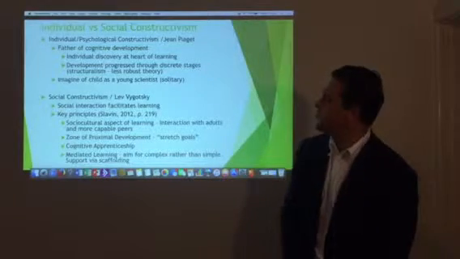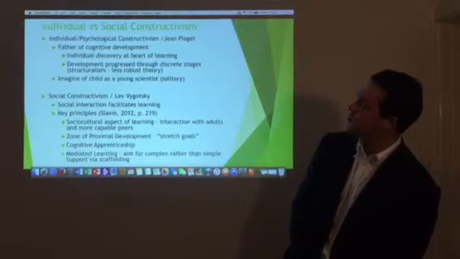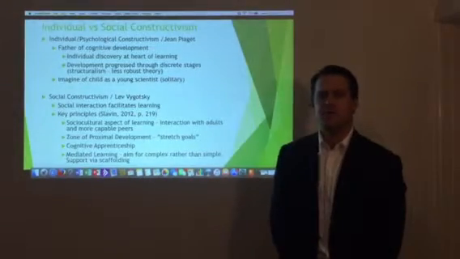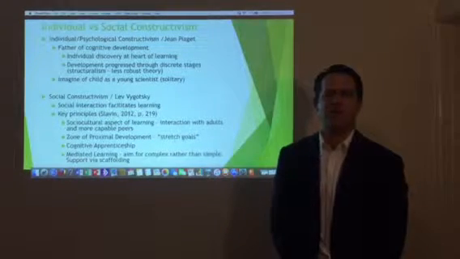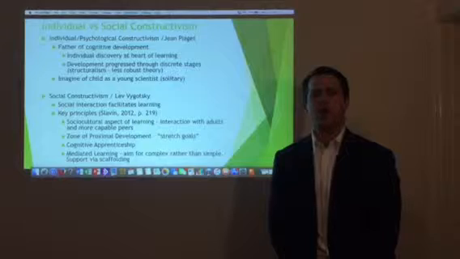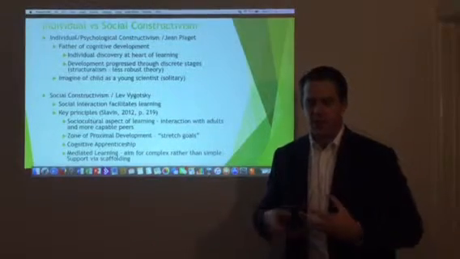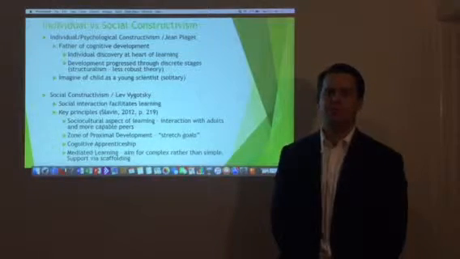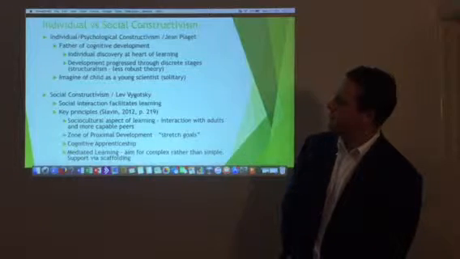Individual versus social constructivism. Let's first talk about individual psychological constructivism. Jean Piaget, the father of cognitive development, said that individual discovery was at the heart of learning. He imagined a child as a young scientist, working out theories, testing their own knowledge themselves, trial and error, albeit in a solitary way.